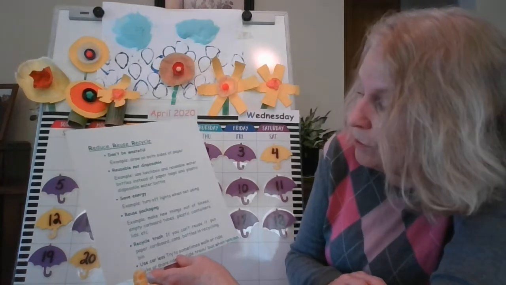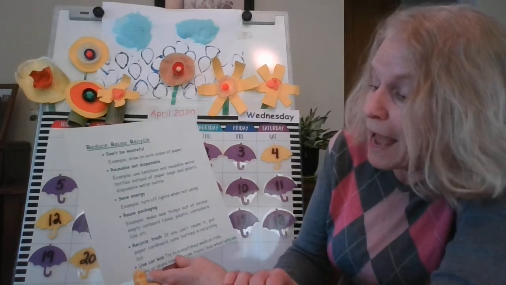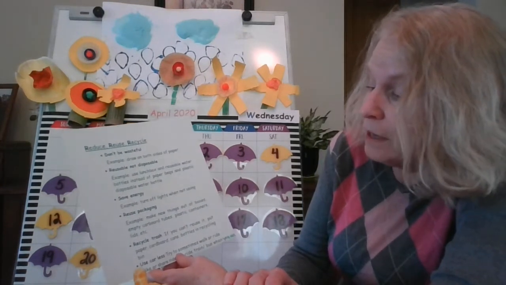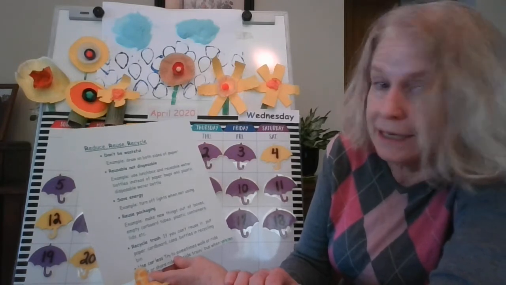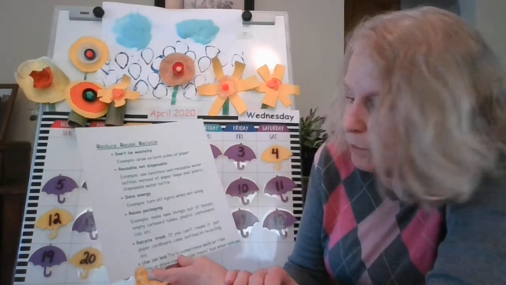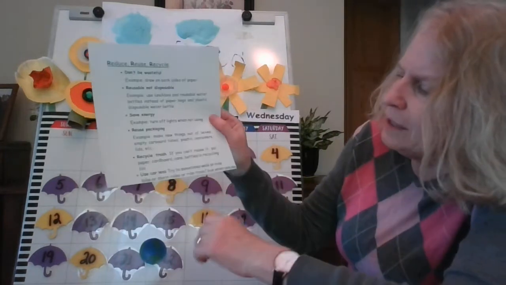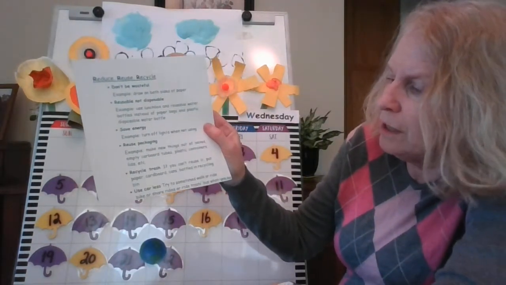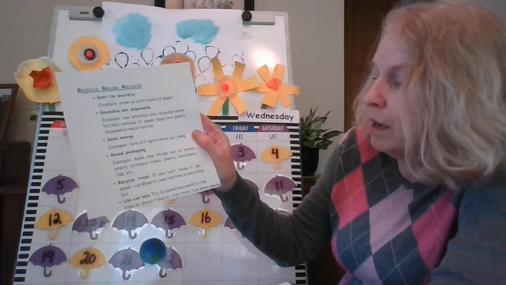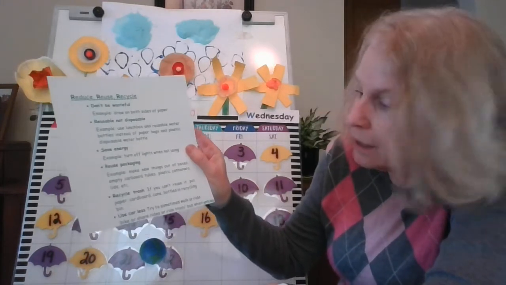Save energy. Turn off the lights when you're not using them. Reuse packaging. Make new things out of boxes, empty cardboard tubes, plastic containers, and lids and things. We do that, right? Recycle trash. If you can't reuse it, put paper, cardboard, cans, bottles in the recycling bin.